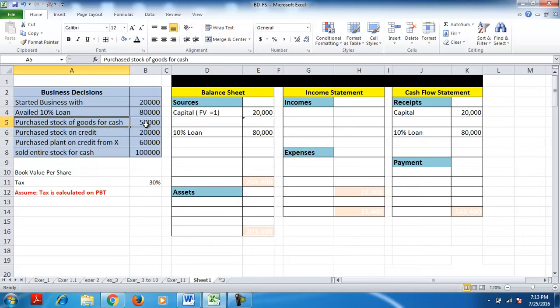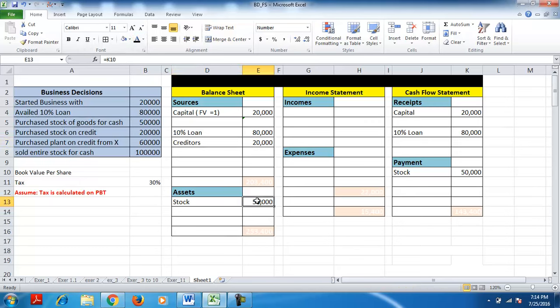Now, purchase goods for cash. So payment made to the extent of 50,000, and this is acquisition of an asset. So at this moment, the stock purchased is 50,000. So it is an asset which resulted in outflow of cash, or outflow of cash has resulted in creation of an asset.